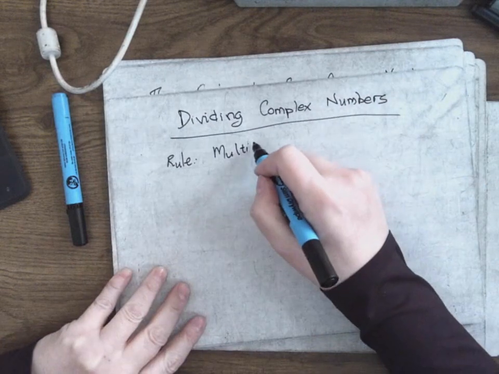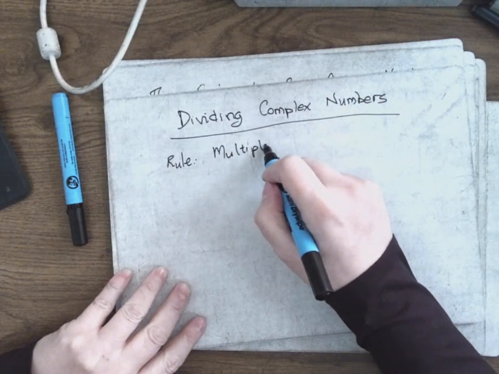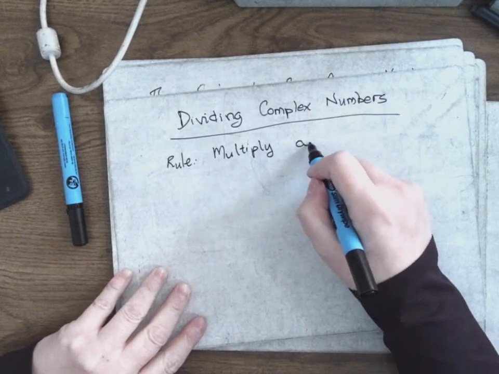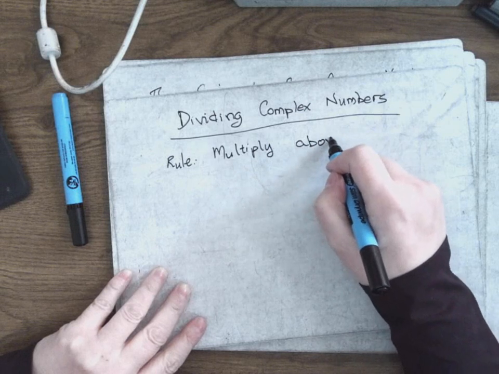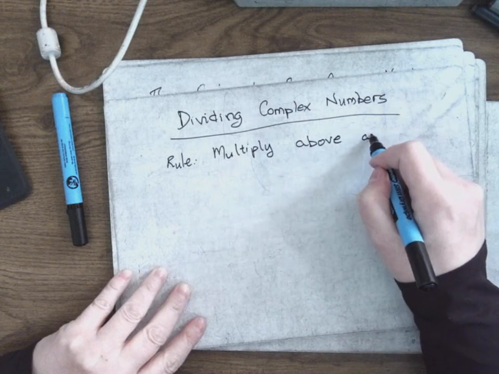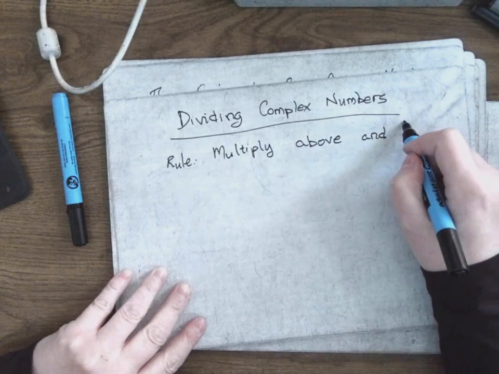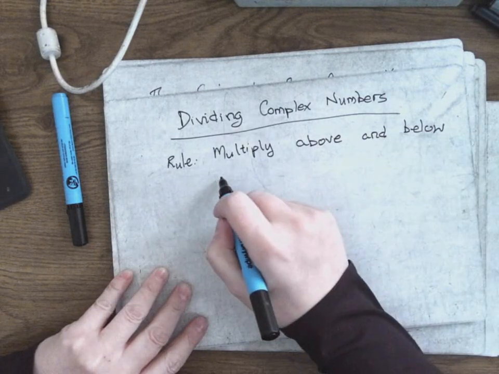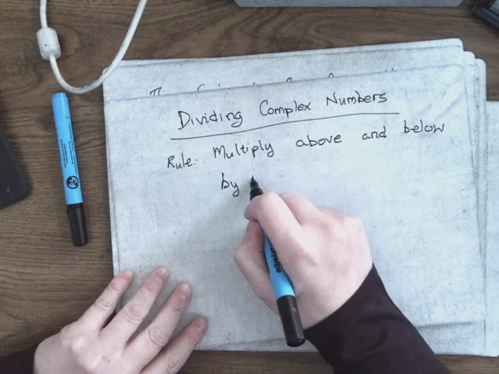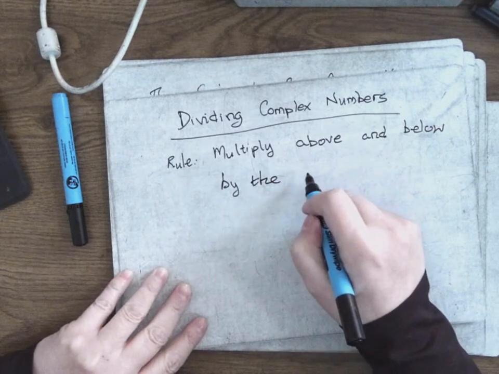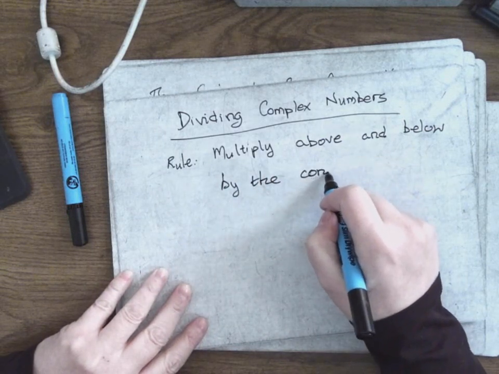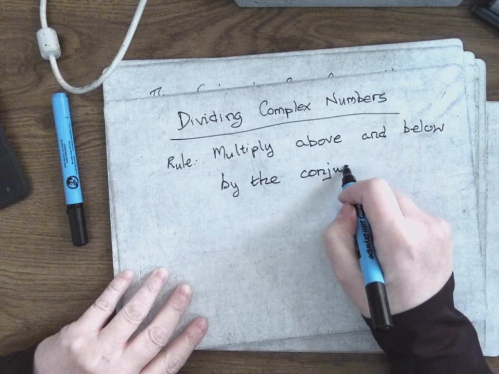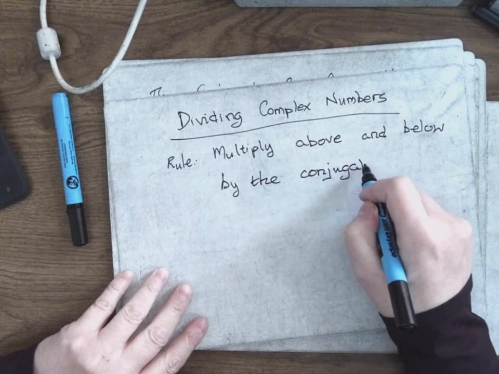So division of complex numbers, I'll just give you the rule. Multiply above and below by the conjugate of what's below the line.